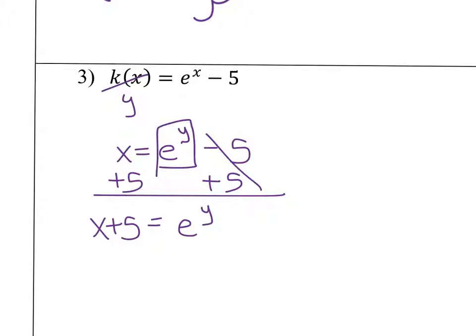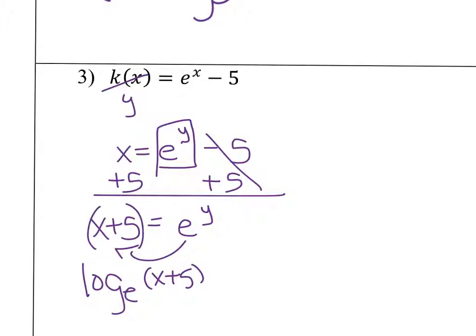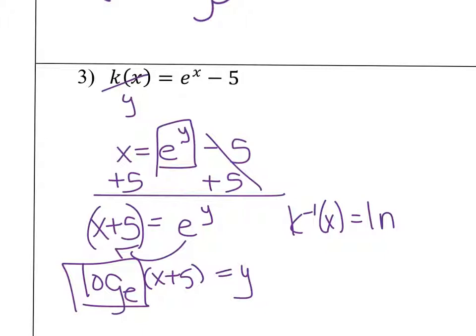So after I've done that, I have to do the log switch. So it's log base e of x plus 5. Now it's the whole thing over here, so put it in parentheses, because it's that entire thing. Otherwise it might not look like it's in parentheses, equals y. So the inverse of k is equal to log base e of x plus 5. But if you recall, log base e is just ln of x plus 5.